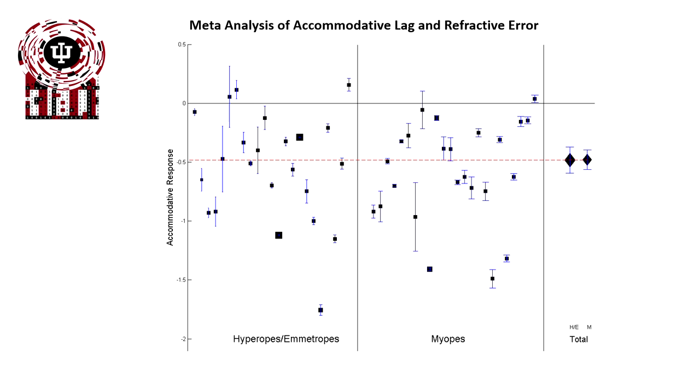However, looking at meta-analyses of accommodative lag and refractive error, on average, there's probably not much difference between myopes and hyperopes as far as their accommodative lag, with most groups on average under-accommodating about a half diopter. Ultimately, this is possibly due to spherical aberration compensating for the difference, so people are actually fairly well in focus. But more research is needed on this topic.